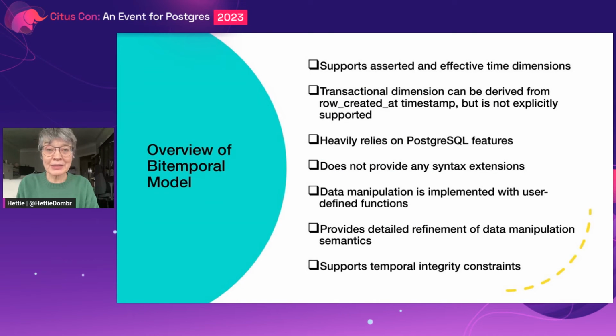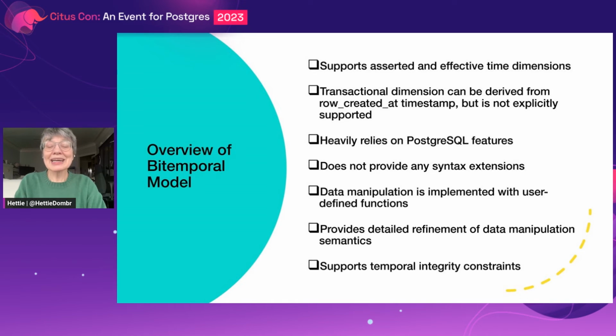The bitemporal model supports two application times according to the standard. One is assertive time and the other is effective time. So two time dimensions. The transactional dimension is not required. The standard says you can do either transactional or application or both. We do not really have a transactional dimension. However, it's very easily restored because it's implicitly defined. Each row has a row created at timestamp, which allows us, if we want to, to reconstruct this transactional time.